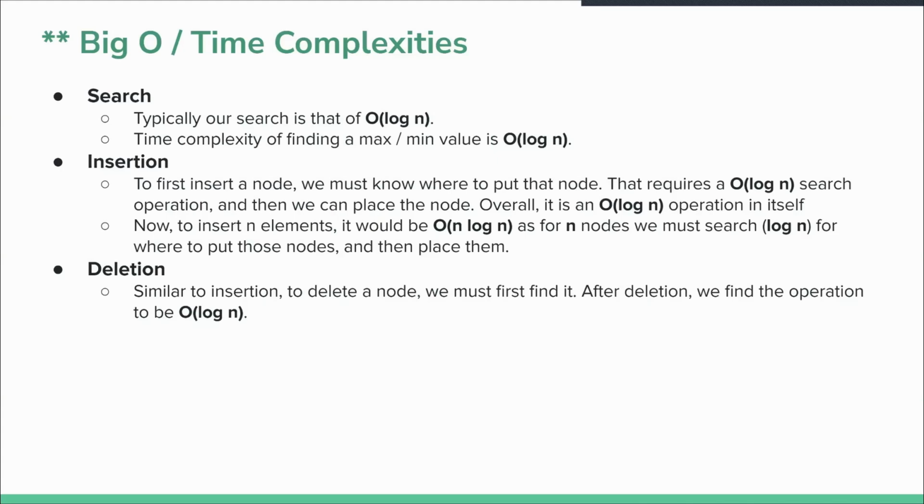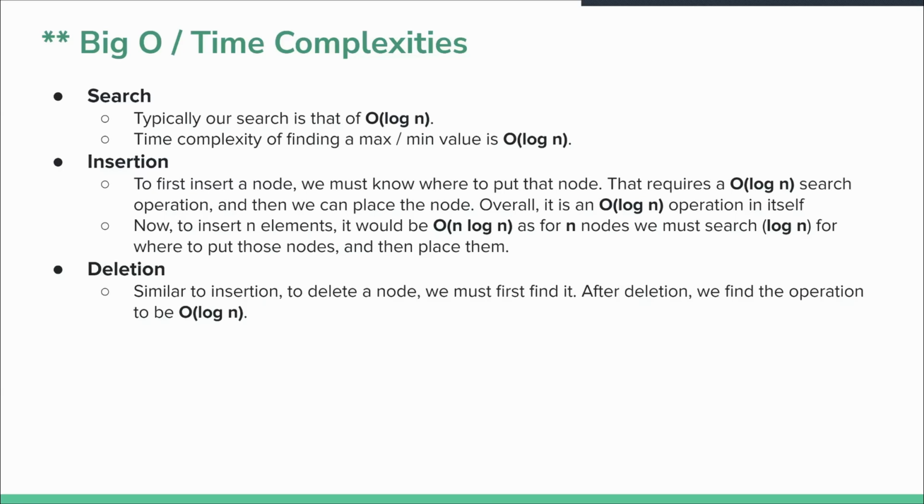All right, so we will look at big O here, starting with search. Search is the most important to me because, intuitively, the reason our other complexities will be what they are is that we have to search. To search where to put a node, it would be O of log n, just as in any binary search tree. That's the whole point, right?